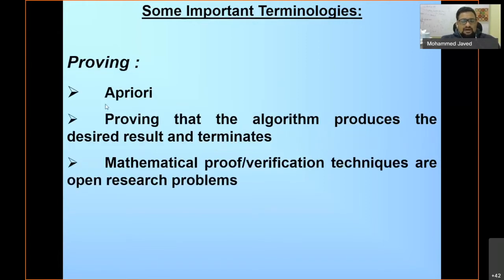And the other important terminology is that we have to do a priori analysis, right? We have to calculate the computing time without even executing, without even officially programming it. So informally we have to analyze the algorithm. So that is the a priori analysis, and then proving that the algorithm produces the desired result and terminates. So this is also very, very important. And mathematical proof or verification techniques are open research problems in this particular case.